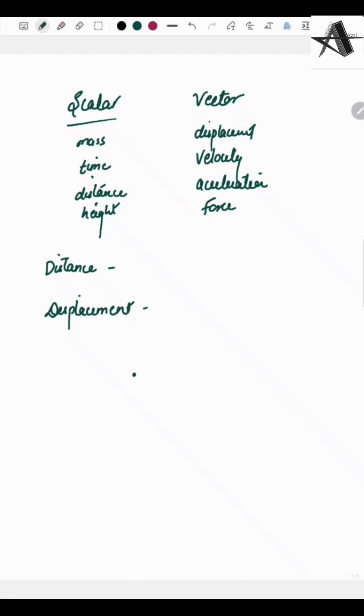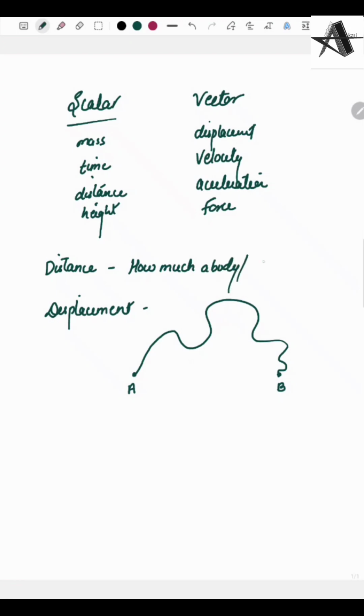So I'm starting with the first one, which is important, distance and displacement. If there are 2 points A and B, and a man is moving and tracing this path, my question is what is distance? Definitely whatever he has covered while moving in this curvy path, that will be the distance covered by the person. So how much a body or a particle has traveled, it actually traveled that one.